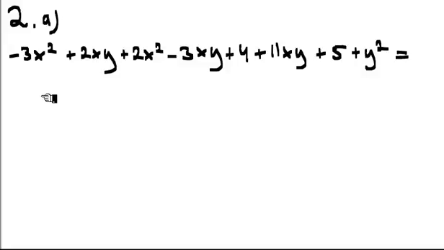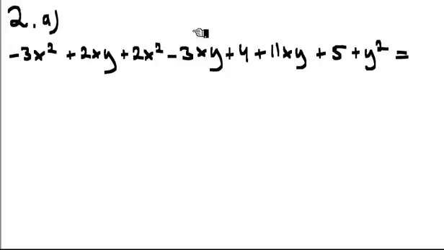In this exercise we're going to simplify this very long expression by adding like terms, meaning that we should look at this expression and find all the x2 terms. Here's one, here's another one, and then put them together so we only have one x2 term. And same thing with all the xy, xy, xy. Put them together and only have one xy term.